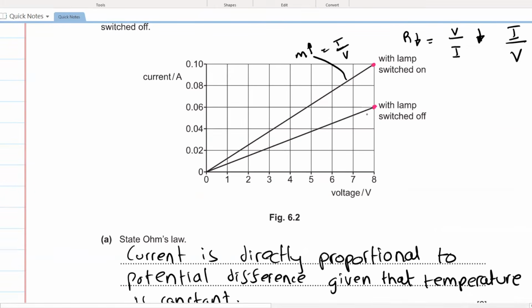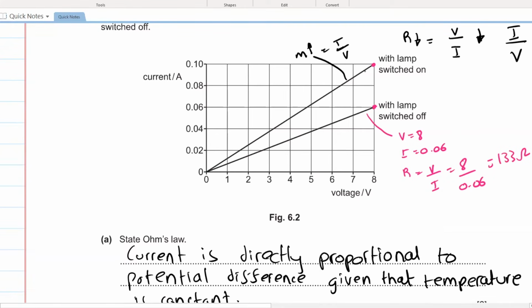When the lamp is switched off, the voltage is 8. The current is 0.06 ampere. Can you calculate the resistance, V over I? This comes out to be 8 over 0.06. This comes out to be what? 8 divided by 0.06, what do you get? This comes out to be 133 ohms.